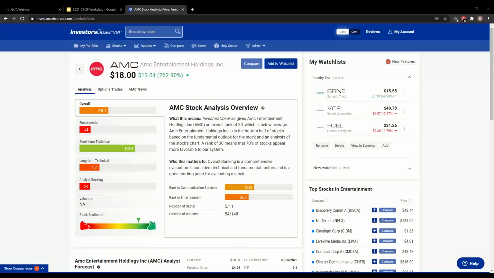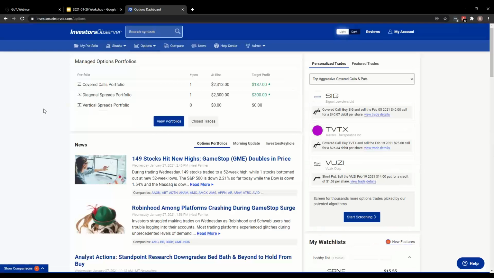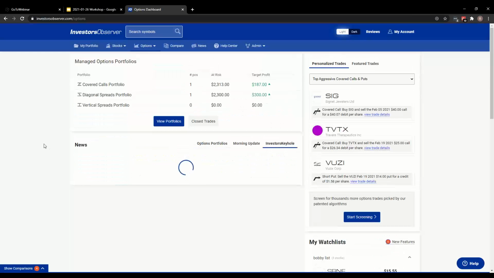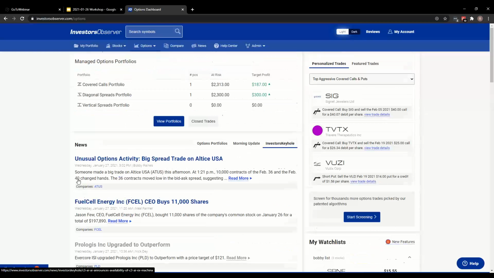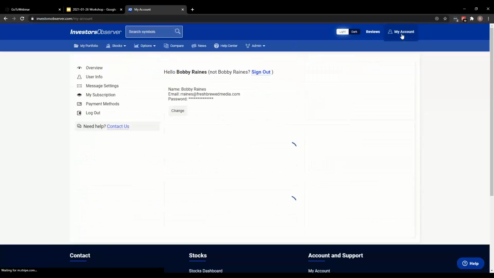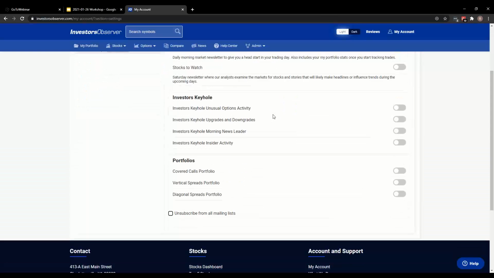vertical credit spread. Right, so on the website, if you want to find the Investors Keyhole trades, go to Option Dashboard, and then right here under Investors Keyhole, there's a list of them. They're only presented in this text format currently. And then if you want to make sure you're getting them, you can go to My Account and Message Settings, and you can actually turn off each one individually.